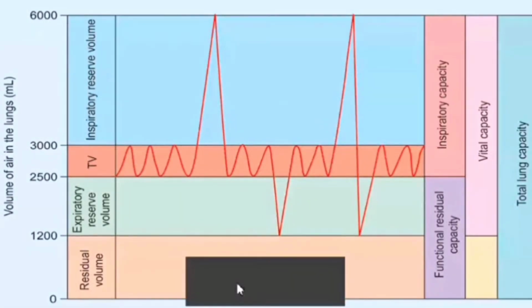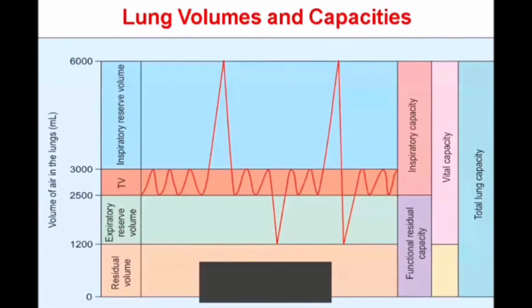So when you do a spirometry, you can't assess the residual volume. So without getting residual volume, you can't assess the functional residual capacity. You can't assess the total lung capacity. So that is the limitation of spirometry: when you do a spirometry, you can't assess the residual volume. So I'll come one by one.